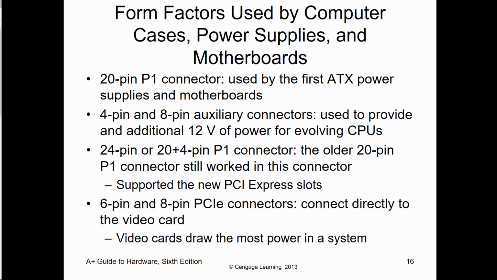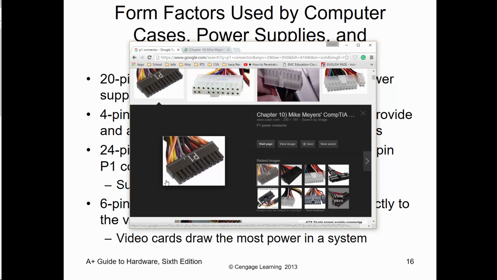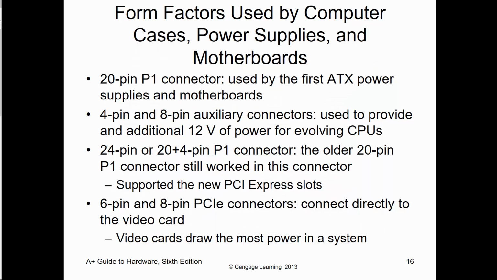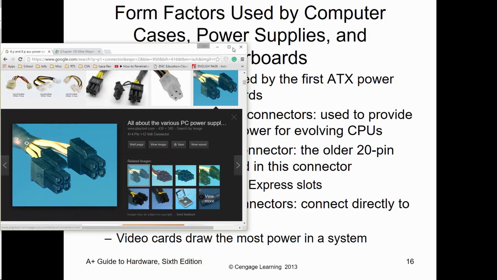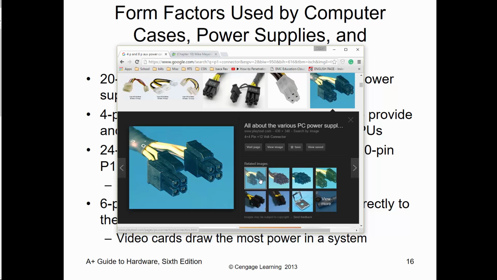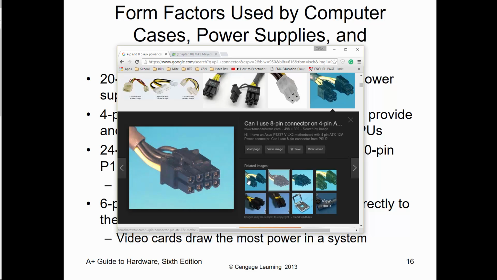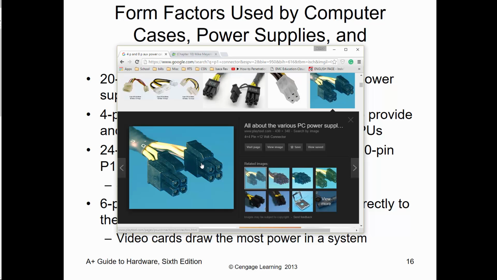This is the main power cable for our motherboard. It's called the P1 cable. It is very commonly looking like that. That's our main power cable. We have a 4-pin and 8-pin auxiliary cable that's close to the power supply. Very commonly, we can have two 4-pins that combine to make an 8-pin, or we could have a 4-pin and an 8-pin, just kind of depends.